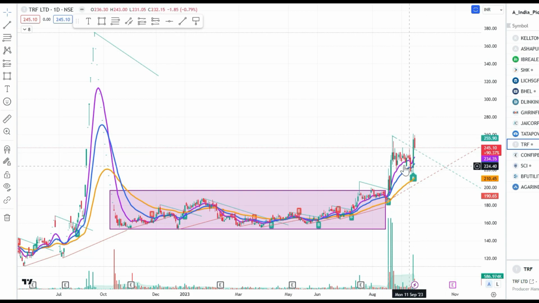See, this is a flag pattern. So they draw a flag like this.